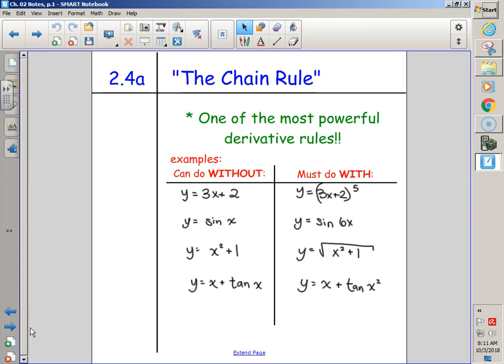What's different over here? Raised to the fifth. Or a g of x being raised to the fifth. A u inside sine, or a g of x inside sine. I have a u inside or under the root, or a g of x under the square root. I have a u inside the tangent. Now, can I solve that guy basically? Yeah, just with basic rules. That's easy. That's one. But I have a u or a g of x inside tangent. These all need the chain rule.